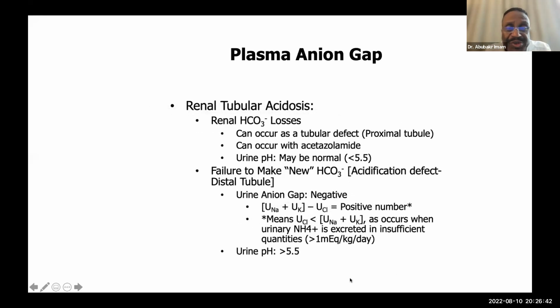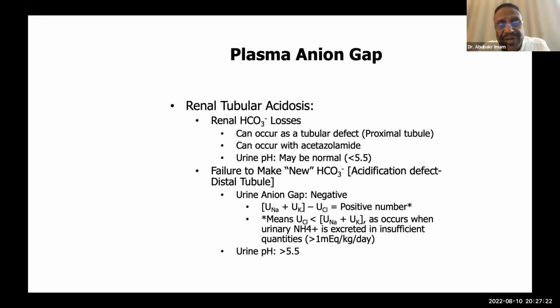Now, in the renal tubular acidosis, if it is due to the proximal part, it can occur as tubular defects, as we said, and usually occurs with acetazolamide, as we mentioned. These are the inhibitors for carbonic anhydrase. Urine pH may be normal. Why? Because it could be alkalotic, depending on the threshold. If you exceeded your threshold, the carbonate can come down. But if you reach the threshold, it can be normal because you are not there.